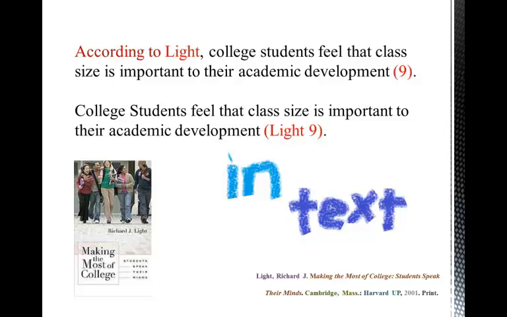An in-text citation for the book by Light in MLA style might be written two ways, as shown. The top example includes an introductory phrase, according to. The reader understands from the details provided that the information being cited can be found on page 9 of the source written by Light. Another way to provide the same information is by adding the citation at the close of the sentence, as shown in the second example.